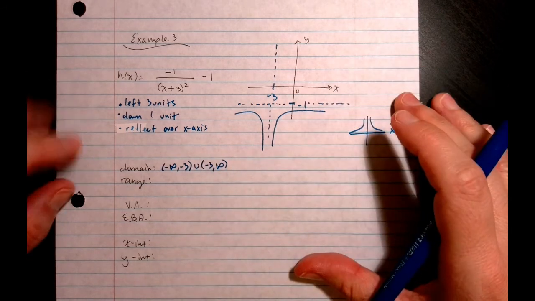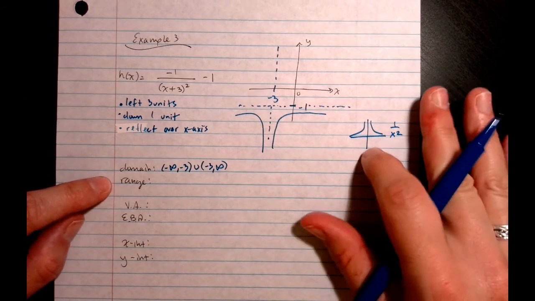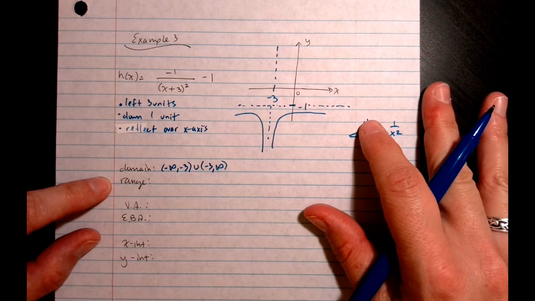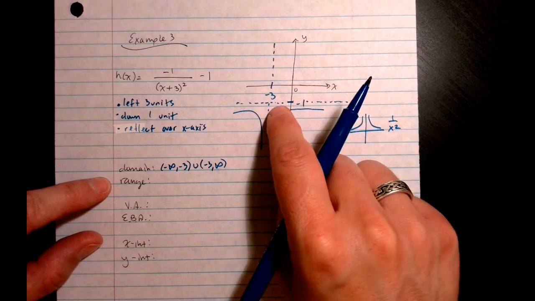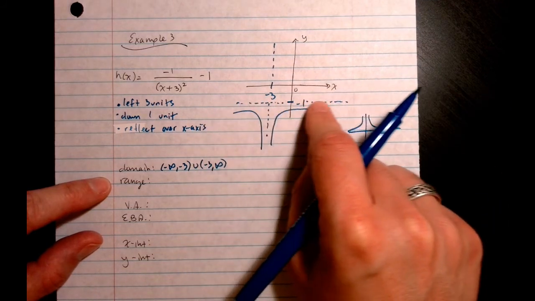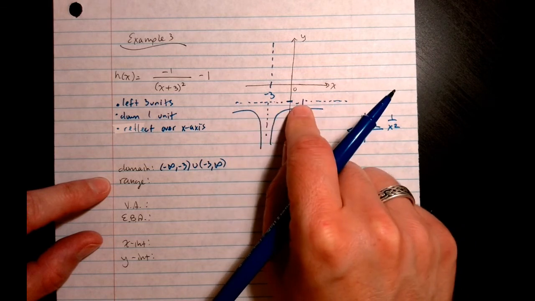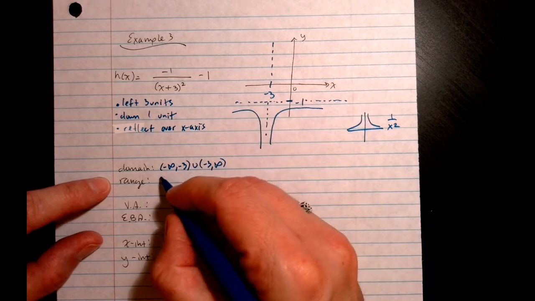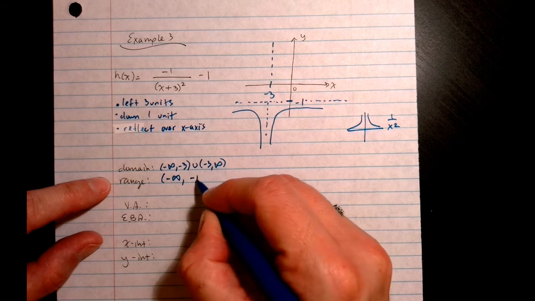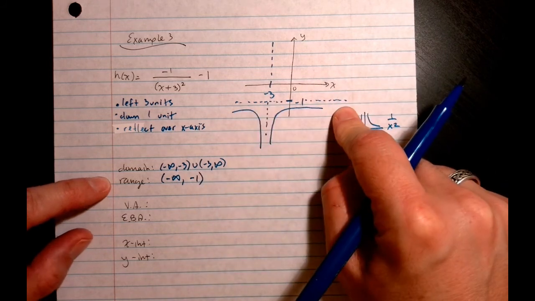Let's talk range. Our parent function says the range is from 0 to positive infinity. However, I've reflected this, so now it has a value that it's avoiding from the top, which is -1, but it's going to negative infinity. So I'm going to say from negative infinity up to -1.